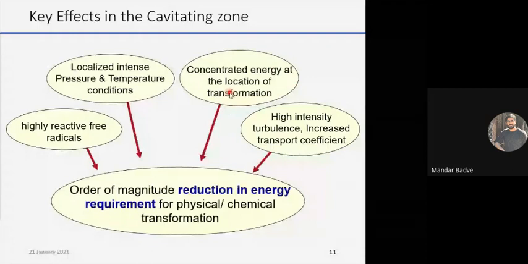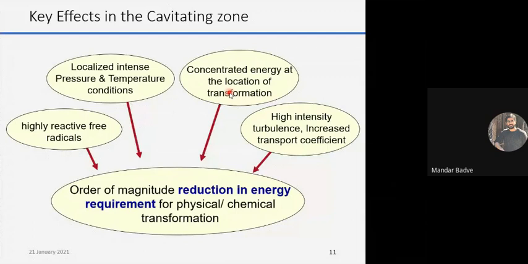And because of that you also get very high intensity turbulence, which increases your transport coefficients as well. So overall, because of all these effects, you can observe an order of magnitude reduction in energy requirement for physical and chemical transformation, right? Imagine if you want to conduct a reaction at maybe 100 atmosphere, or let's say 500 degrees Kelvin. You can imagine the amount of energy required for that.